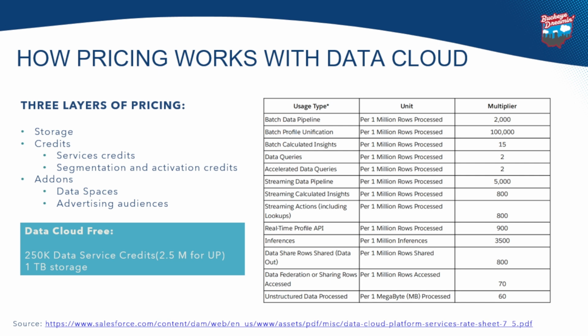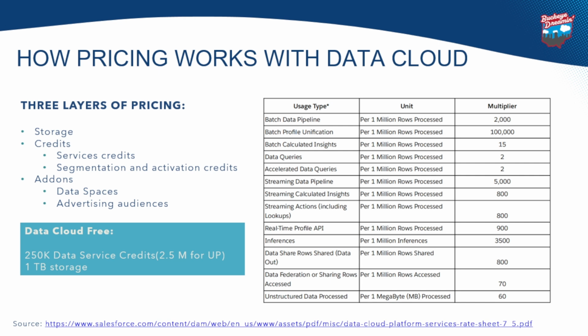You have storage, so you have to account for how much storage you're gonna have in your Data Cloud instance. Then you have credits, which are separated into service credits, and segmentation and activation credits. You can actually buy service credits, which are the ones in this table, and then you can buy segmentation and activation credits separately. That's why the free edition of Data Cloud doesn't have segmentation and activation, because you don't have any credits for segmentation and activation. And then you have add-ons.